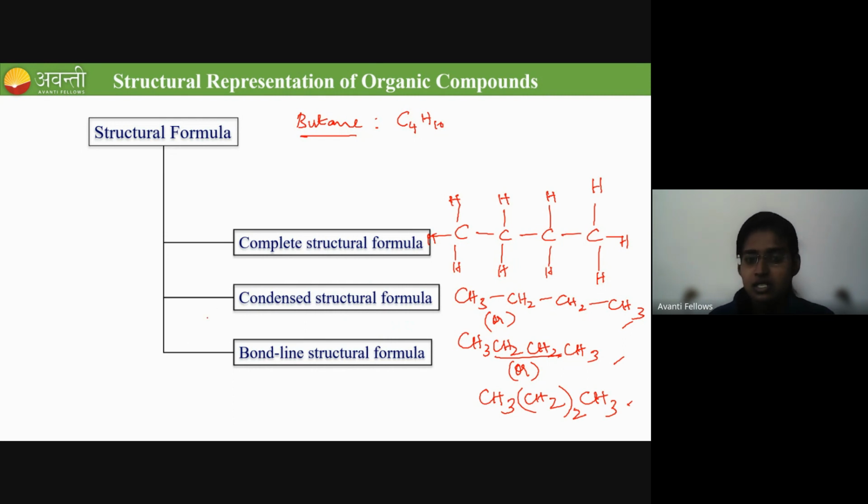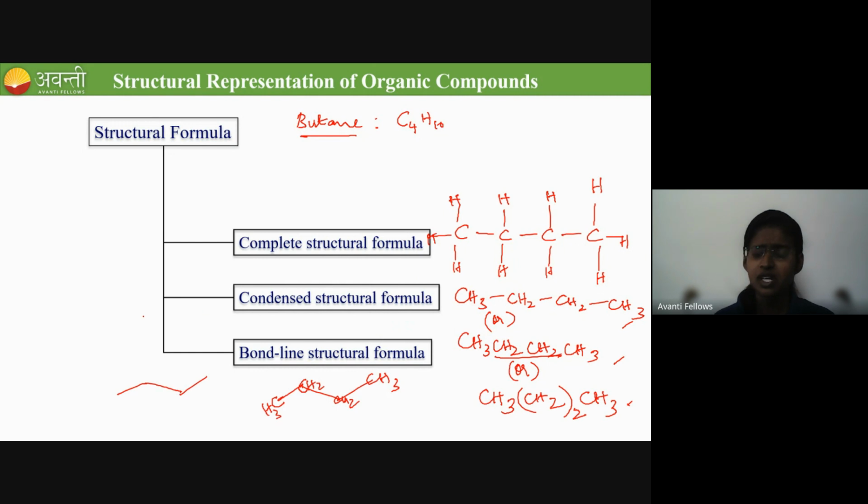Also, bond line structural formula. In bond line structural formula, we represent the carbon and hydrogen using lines, right? Since we have 4 carbons, I have to draw the structure like this. All the edges denote carbon, and each carbon should have 4 bonds. If I take this particular carbon here, it has only 1 bond, which means the remaining 3 are hydrogen. So this has CH3, and here it has 2 hydrogen, and here also 2 hydrogen, and here 3 hydrogen.